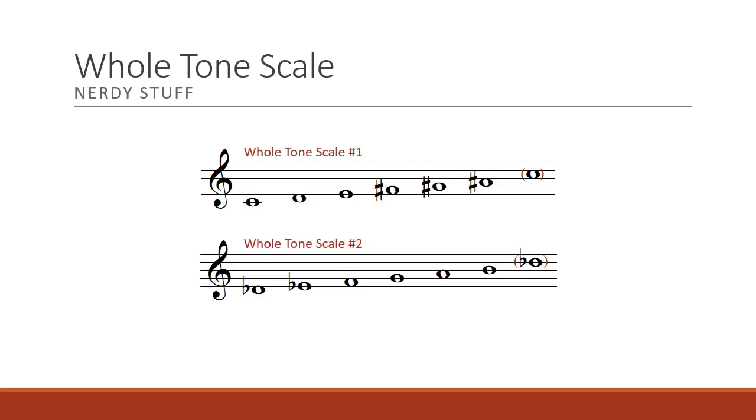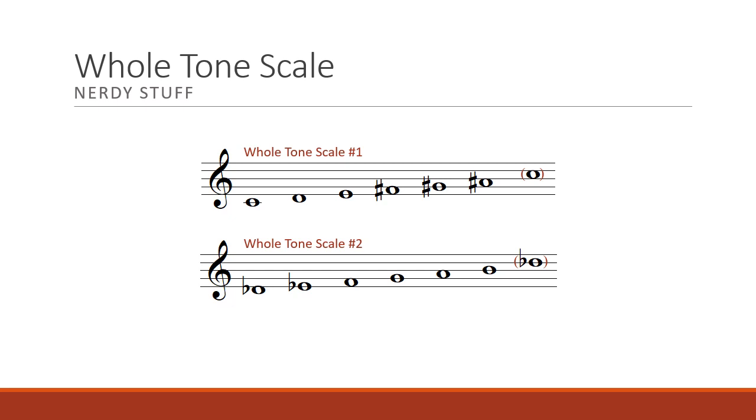What's more, there are only two whole tone scales in the universe, and they are mutually exclusive. So the first one here, we'll call it whole tone scale 1. That starts on C and goes up 6 notes. And it repeats forever with those same 6 notes.